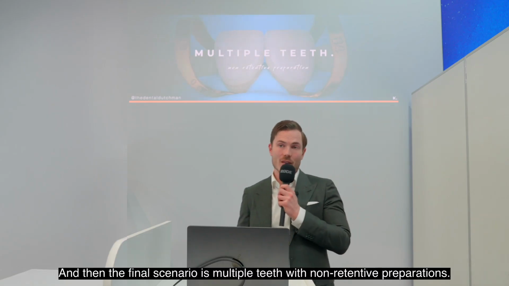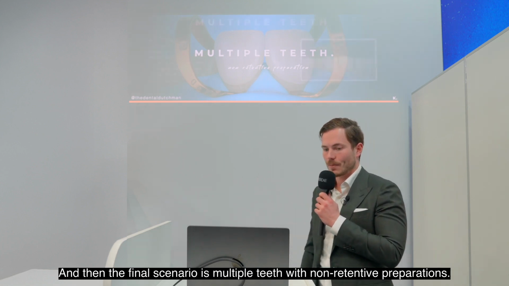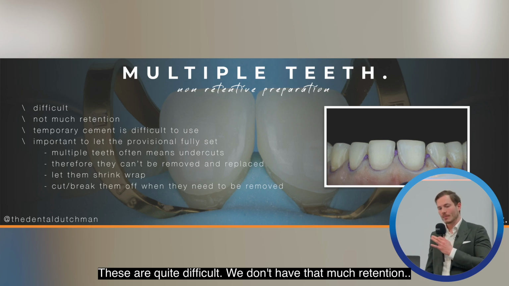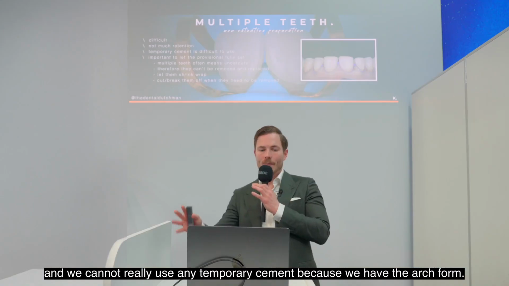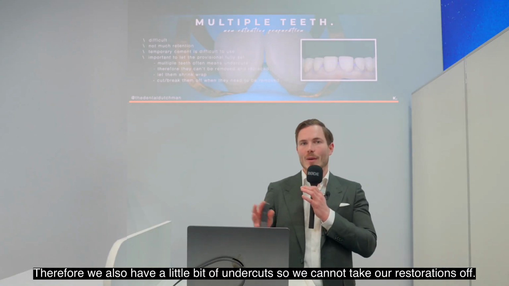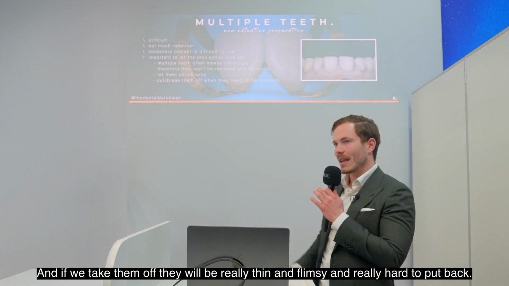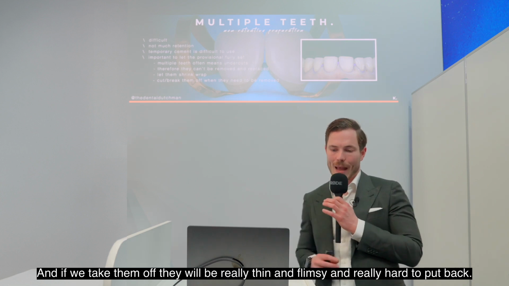And then the final scenario is multiple teeth with non-retentive preparations. These are quite difficult. We don't have that much retention and we cannot really use any temporary cement because we have the arch form. Therefore, we also have a little bit of undercuts, so we cannot take our restorations off. And if we take them off, they will be really thin and flimsy and really hard to put back.